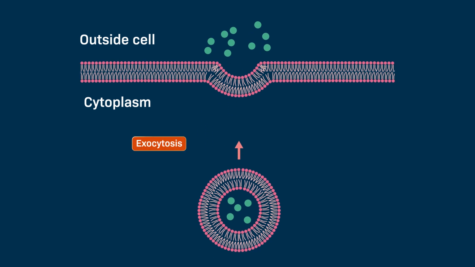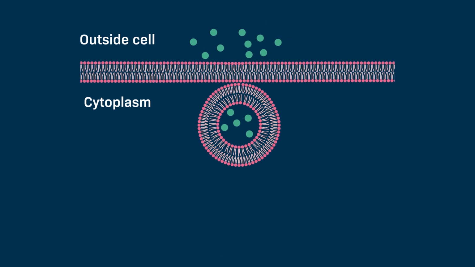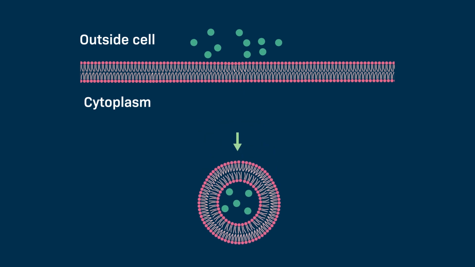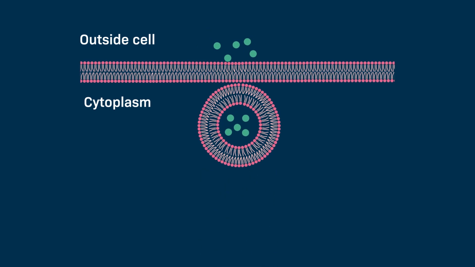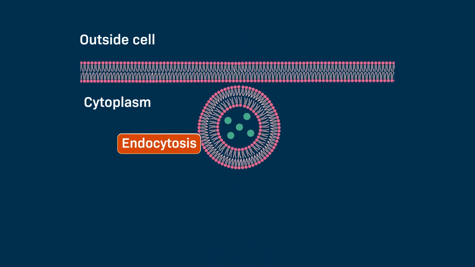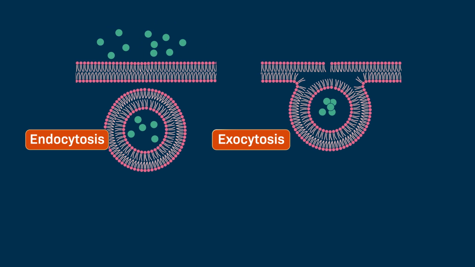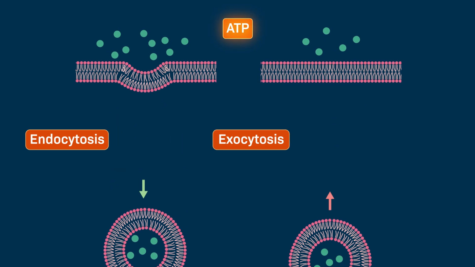This is called exocytosis. In comparison, when large molecules need to get inside a cell, the cell membrane wraps around them, forming a bubble-like vesicle. This process is called endocytosis. Both endocytosis and exocytosis require energy in the form of ATP.